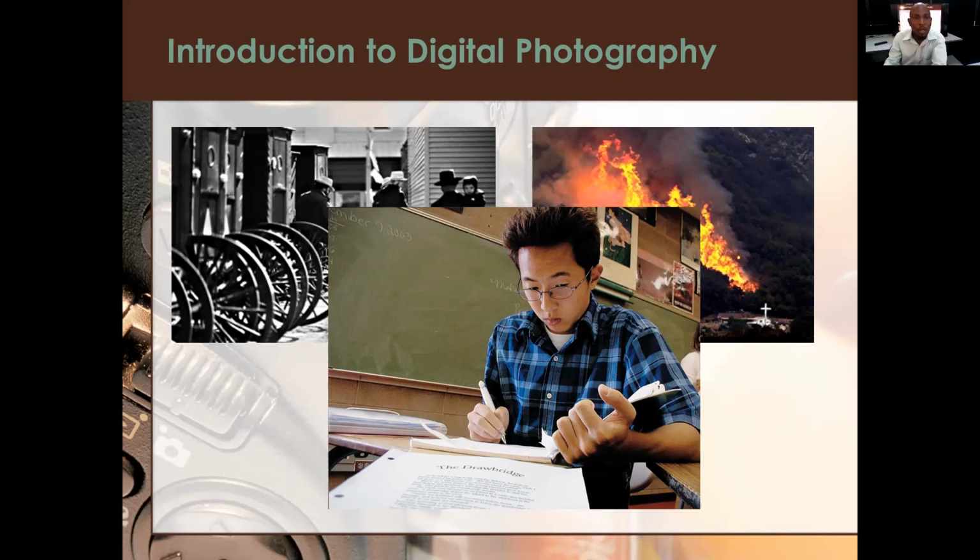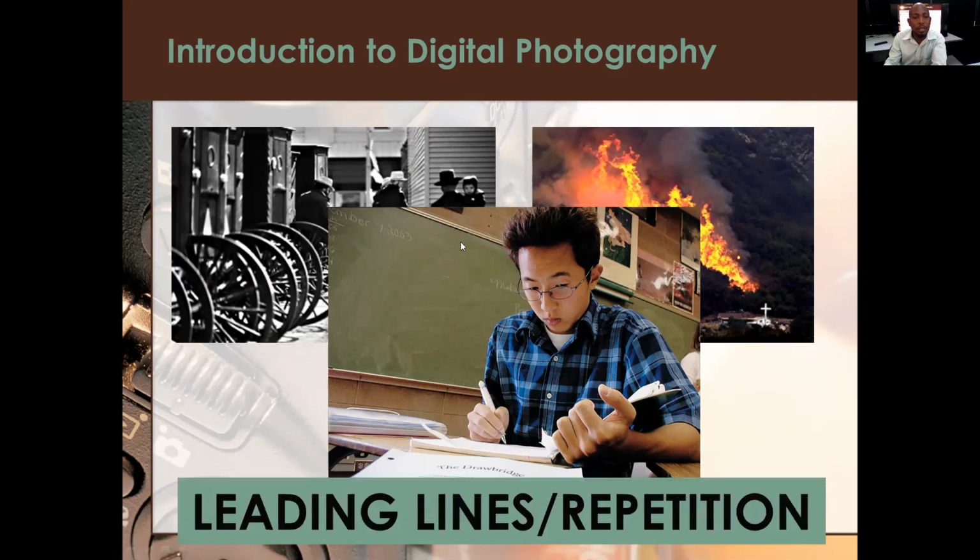Okay, we have leading lines. Leading lines draw the attention towards the subject. Here we have the blackboard. It leads towards the boy. We have the building around the back with the lines leading towards the men, or even these wheels here leading towards the men. Here we have fire leading towards the cross.